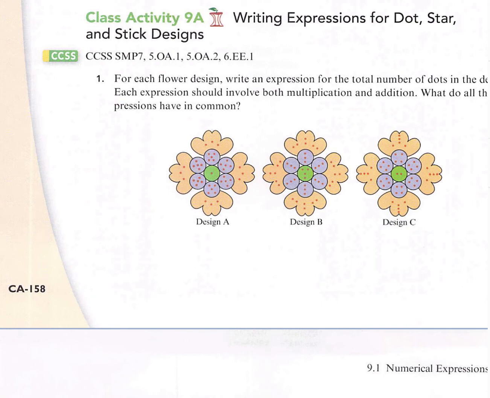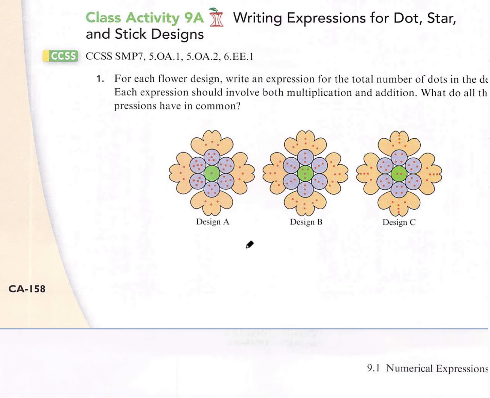In class activity 9A, we look at writing expressions for dot, star, and stick designs. So this is where we need to remember our meaning of multiplication, and we want to make sure that we can put each one of our terms and describe a certain portion of each one of the designs.